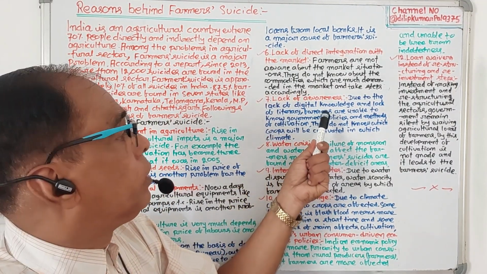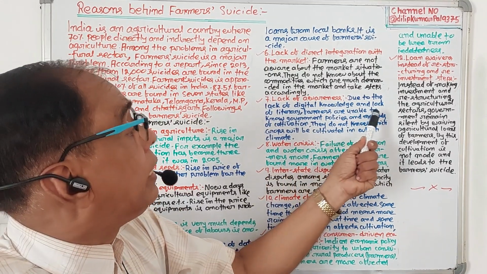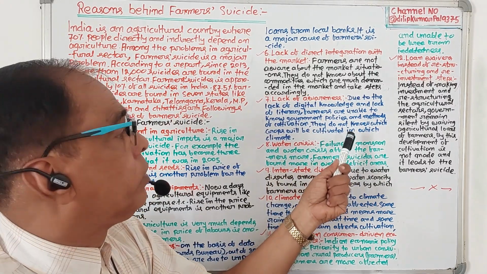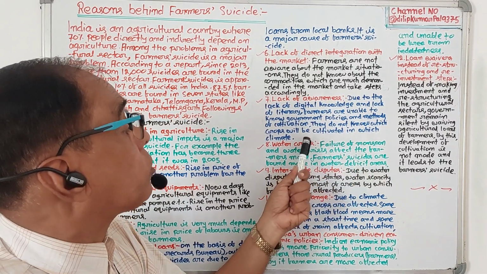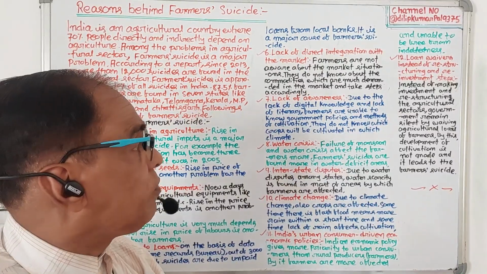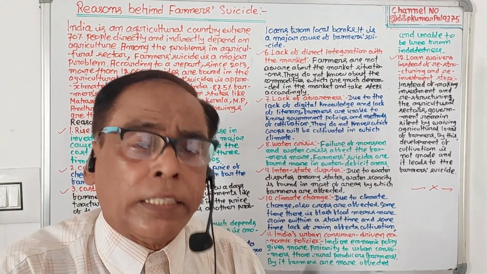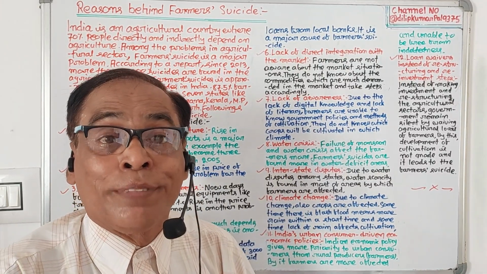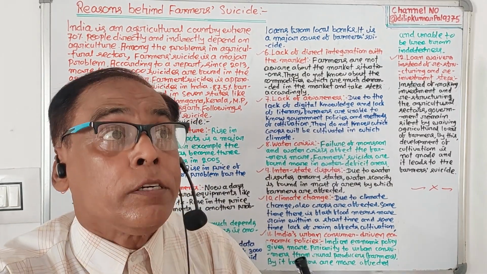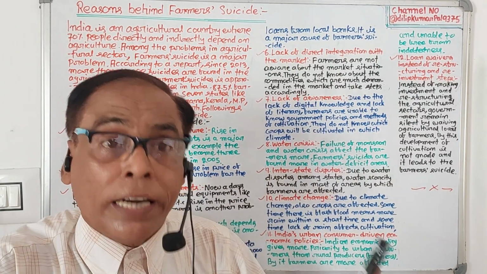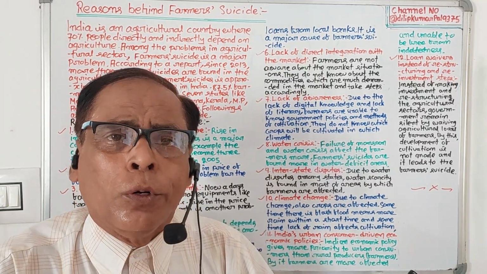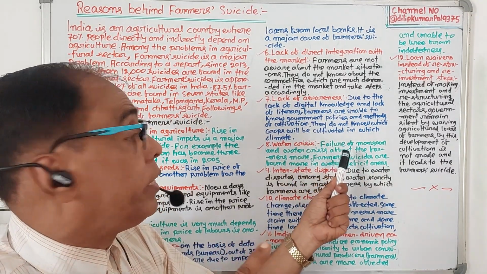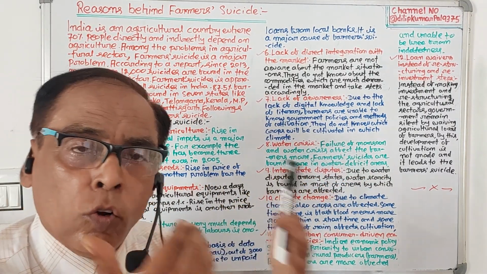Then, lack of awareness. Due to the lack of digital knowledge and lack of literacy, farmers are unable to know government policies and methods of cultivation. They do not know which crops will be cultivated in which climate. Lack of awareness is another cause of their suicide. As farmers are not literate, they are unable to take advantage of government policies. So they are always in loss.